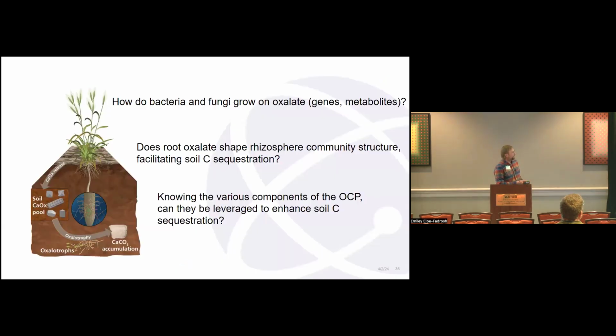So at this point, one of the big things we want to know is how do bacteria grow on oxalates? So looking at genes and metabolites from different pure cultures. Does root oxalate excreted from roots shape the rhizosphere community structure? And how can we understand these components so that we can leverage aspects of this to potentially improve carbon sequestration in desired plants that are associated with an oxalate carbonate pathway?